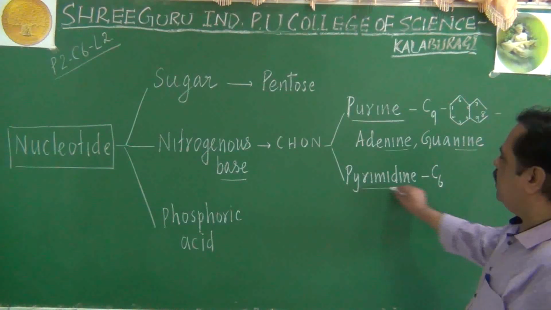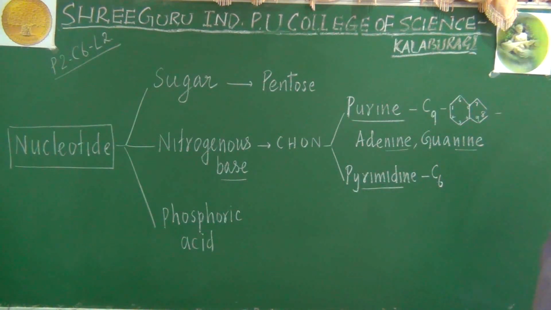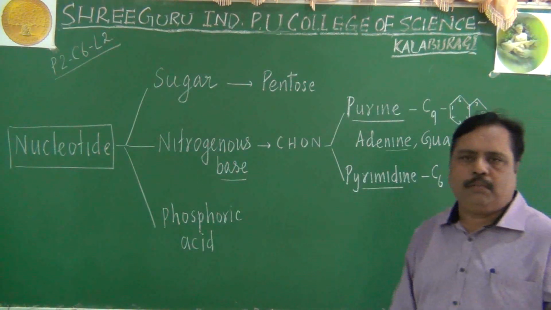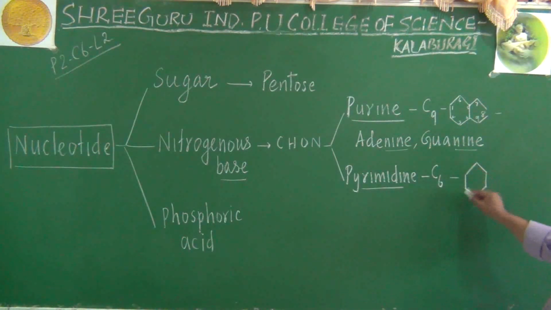Second one is pyrimidine. I told you already, pyrimidines are made up of 6 carbon atoms, not 9, 6 carbon atoms. These pyrimidines can be drawn like this in a single hexagonal ring-like structure. It is not double ringed. Pyrimidines are not double ringed molecules. They are single ringed molecules. In this single ring, this is the first carbon atom, second, third, fourth, fifth and sixth, like this. In anti-clockwise we have to write here.